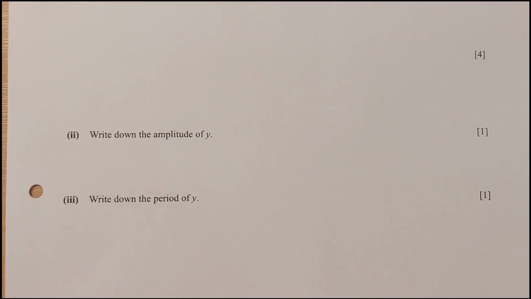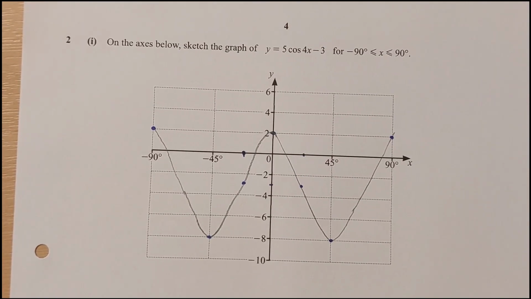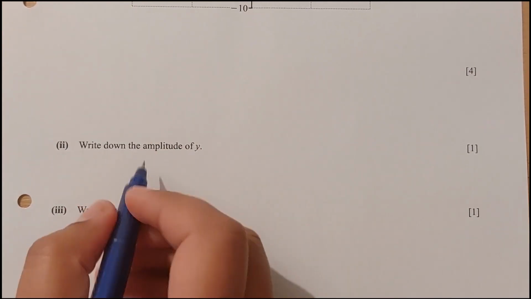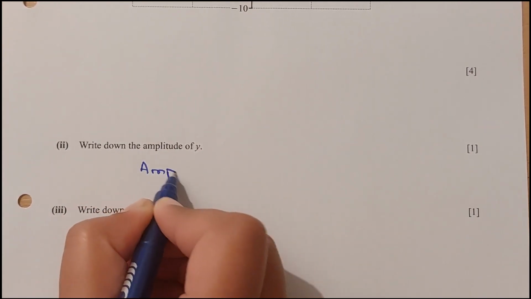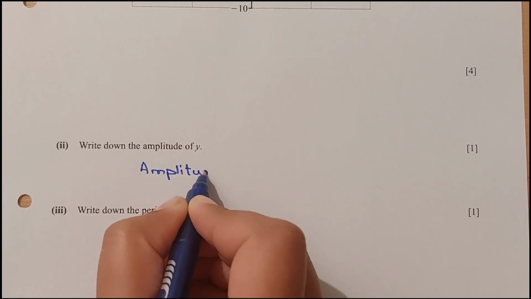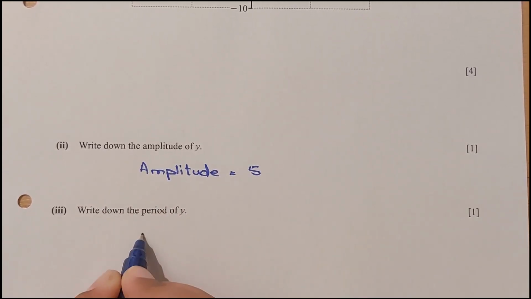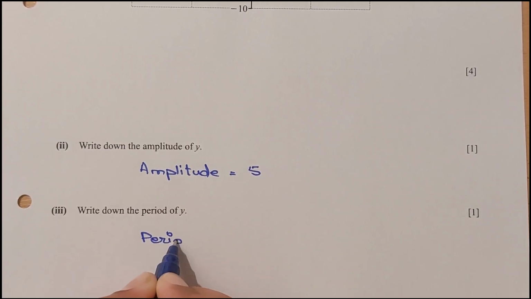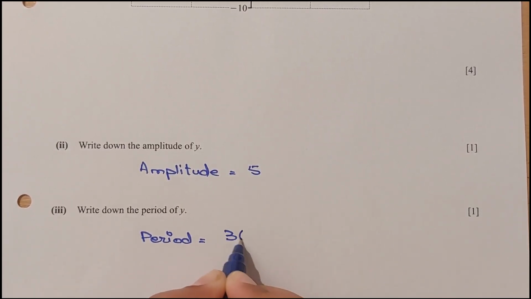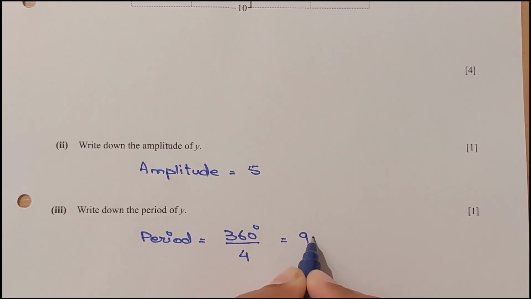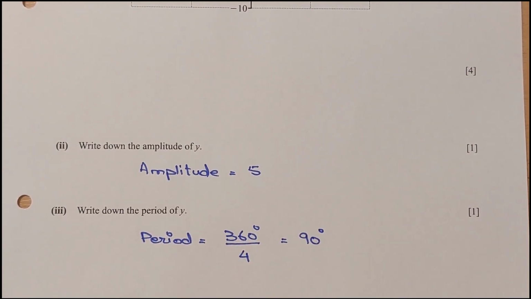Now moving to the second part, write down the amplitude of y. So this is the y function. Its amplitude is 5. We already did this in the first part. Amplitude is the a value, so amplitude is equal to 5. Write down the period of y. We did the period by doing 360 divided by the b value. B value is 4. 360 by 4, this is 90 degrees, one complete cycle, right?